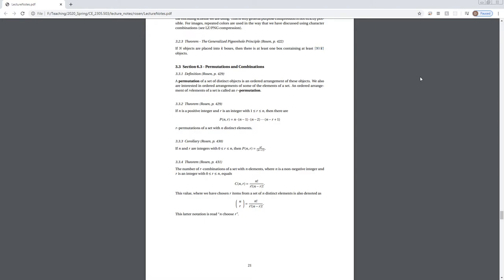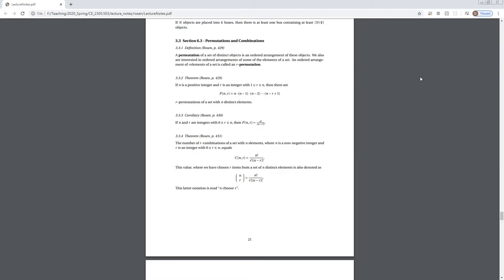So, okay, now that we've discussed that super simple concept, we can move on to permutations and combinations.